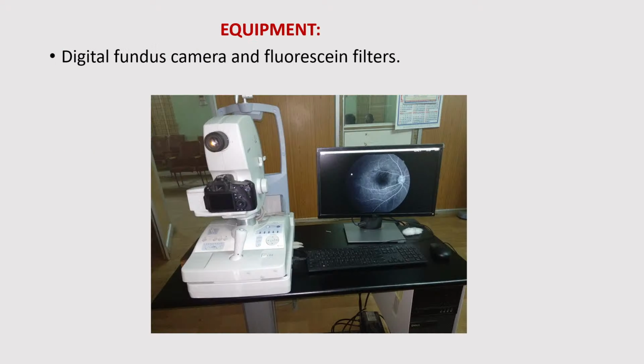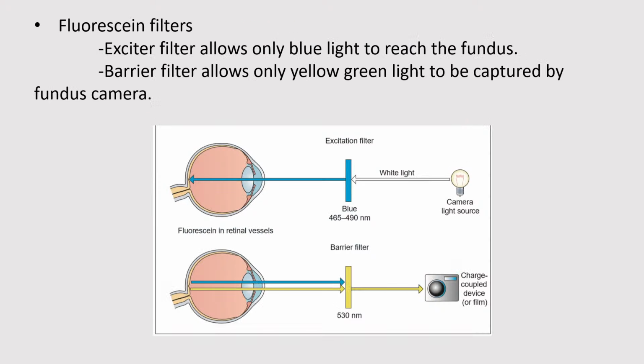Equipment: digital fundus camera and fluorescent filters. Fluorescent filters: the exciter filter allows only blue light to reach the fundus. The barrier filter allows yellow-green light to be captured by the fundus camera.